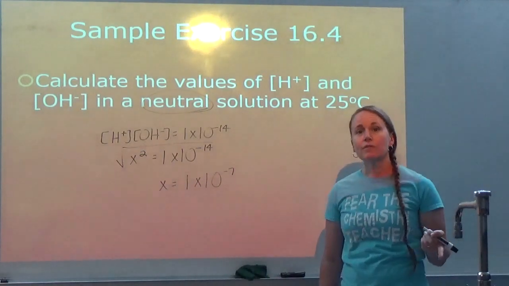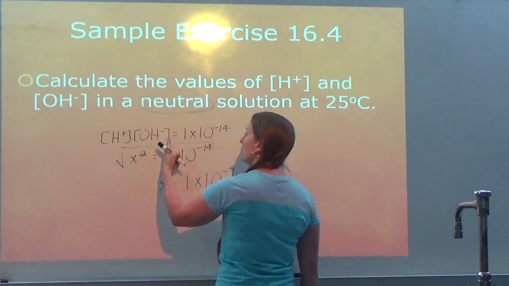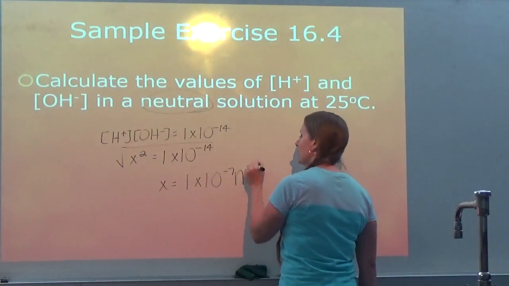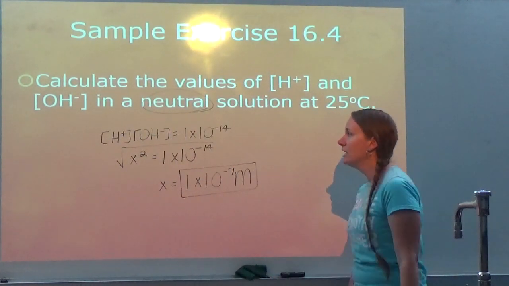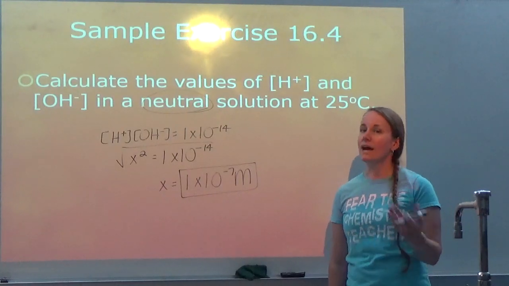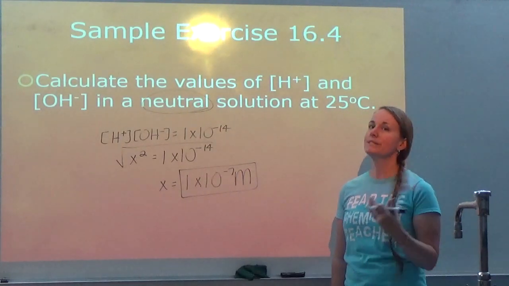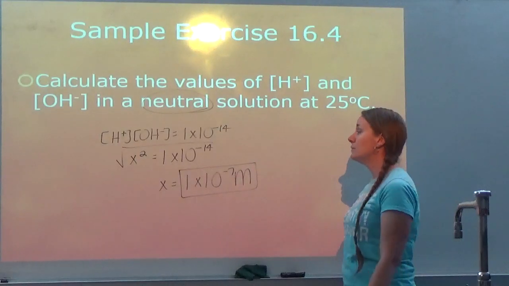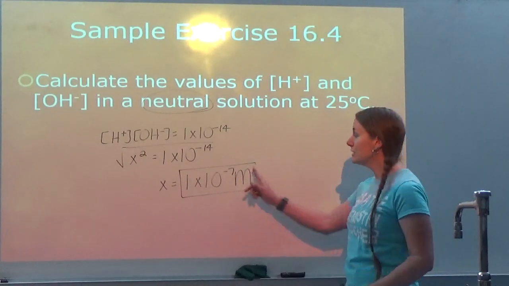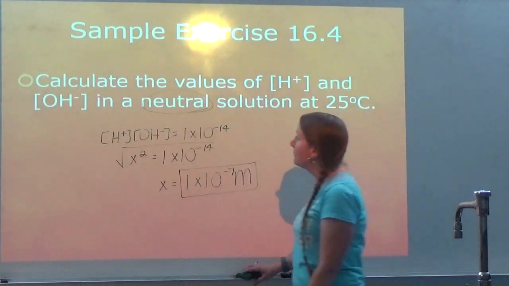Now whenever you solve for H plus or OH minus, remember it's in brackets, so that means you do need a unit, and it's molarity for concentration. A lot of times because K values actually don't have units, sometimes y'all will start dropping the units. So don't drop them. If you solve for concentration, you need that unit of molarity.